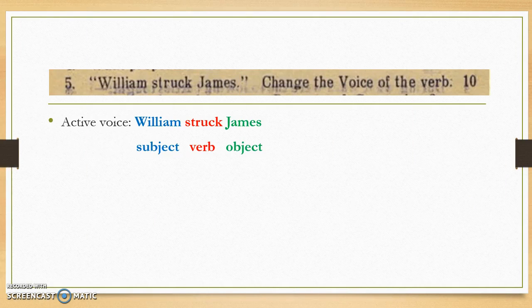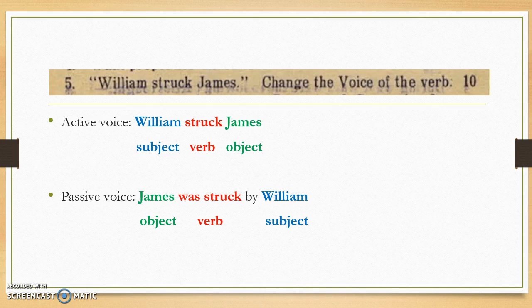Now, William struck James, change the voice of the verb. Well, it's active because who struck James? William did, so William is the subject. Who did he strike? James, so James is the object. Subject, verb, object, active voice. So to change the voice to passive, put the object first, and if we're going to keep the subject, insert by.